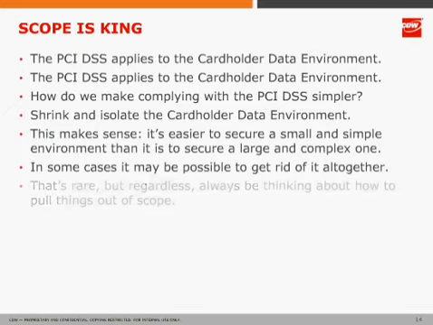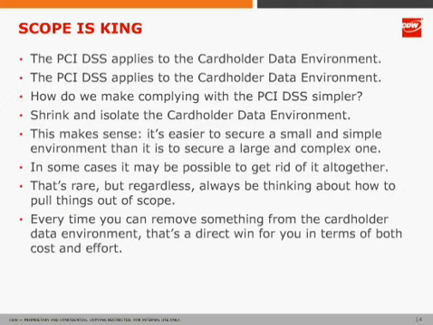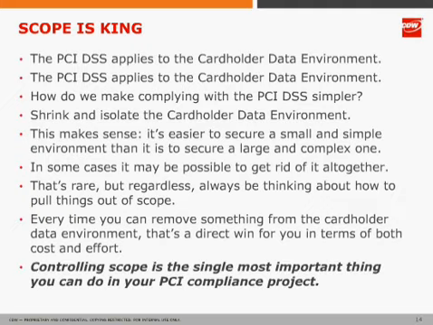But if you're working with PCI, always be thinking about how to pull things out of scope. Anytime you can do that, that's a direct economic win for you. It's one less license of this or that tool that you have to buy. It's one less thing you've got to keep track of. And that's just a direct win. So anytime you can pull something out of the cardholder data environment, that's a good thing. So if you take nothing else away from this presentation, think about this. Controlling scope is the biggest deal for you.